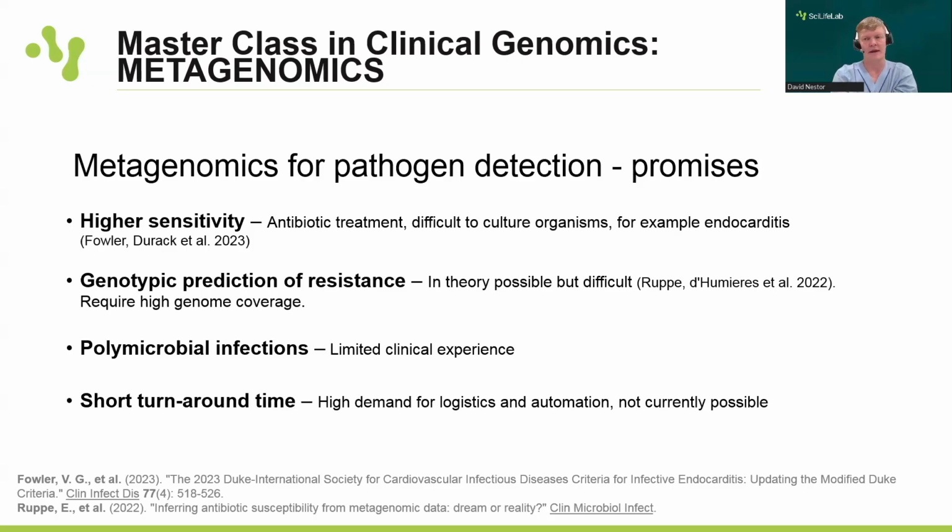Also, as with the other molecular techniques, metagenomics can be performed very, very fast, maybe within a few hours. However, I think the biggest difficulty with this approach is to get enough logistics and automation for this to happen, so to speak. It's difficult to have the samples transferred from the emergency department to the laboratory and undergo all these analytic steps in a short time. Maybe the technique in itself does not take so much time, but the transportation will be the main difficulty.